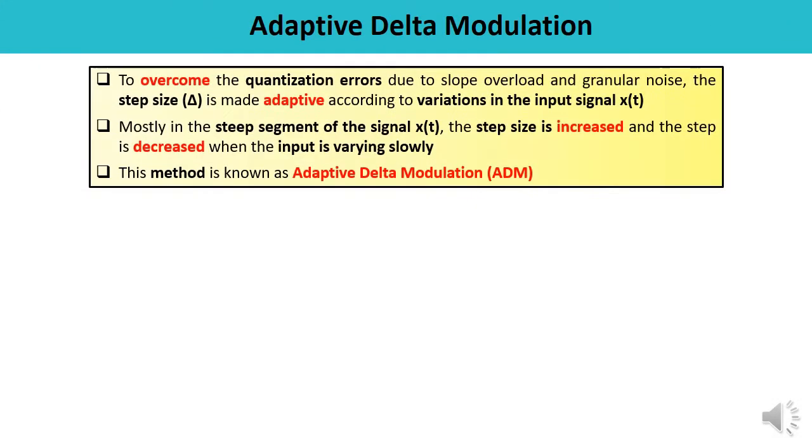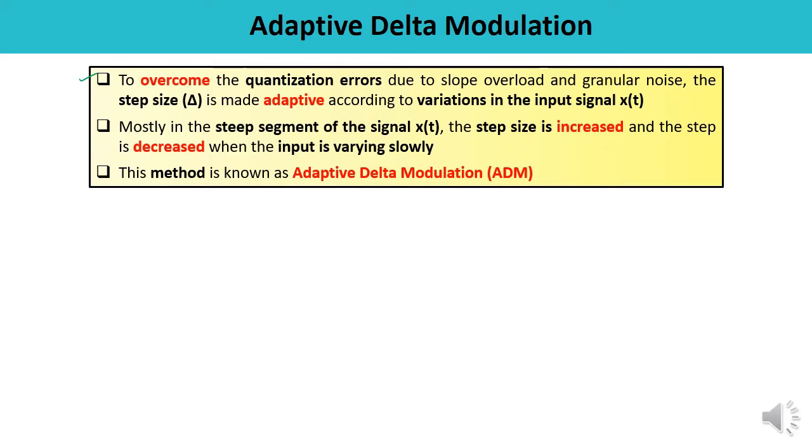First, let us talk about adaptive delta modulation and why it is being used. In the previous video, we discussed delta modulation, and in the case of delta modulation, there are two major drawbacks: the slope overload distortion and the granular noise. It means the quantization error exists in delta modulation. So to overcome the quantization error, that is the slope overload distortion or granular noise, the step size is made adaptive according to the variations in the input signal.